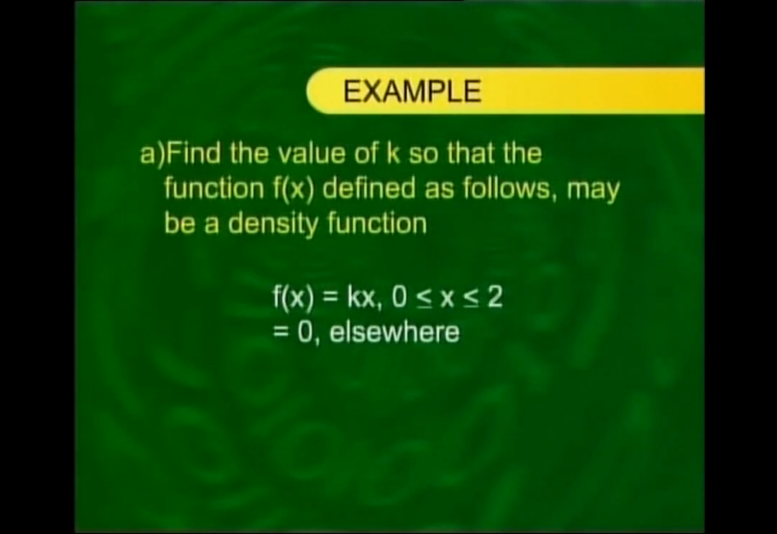Let me now illustrate all these concepts, a lot of concepts that I have conveyed to you, with the help of a simple example. Suppose that we are interested in finding the value of k so that the function f of x, defined as follows, may be a density function. The function f of x is equal to k times x for x lying between 0 and 2, and f of x is equal to 0 elsewhere.